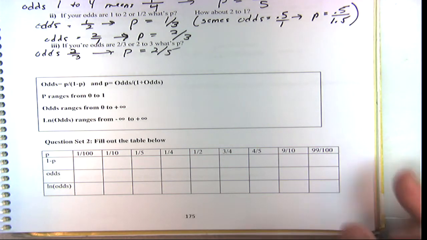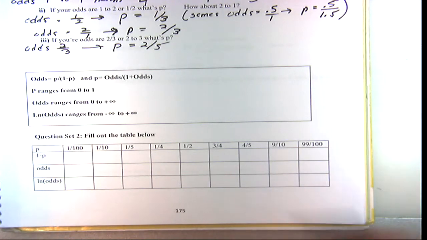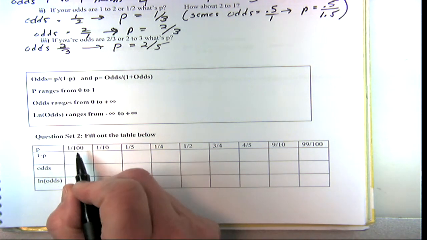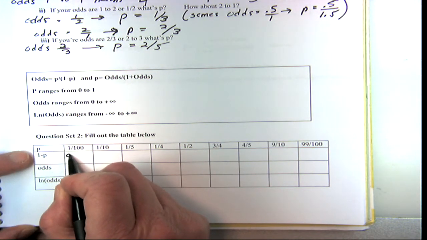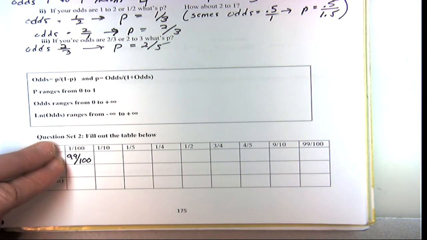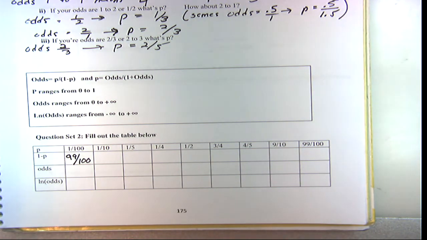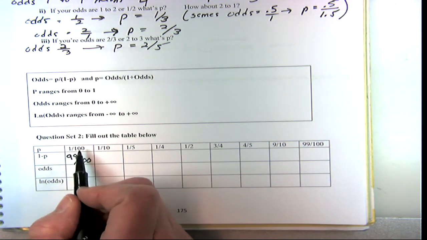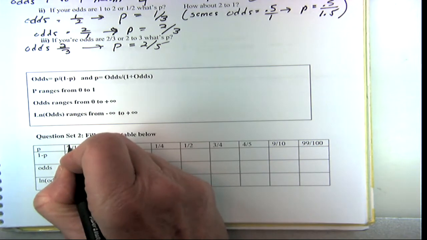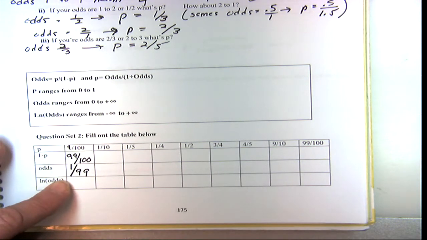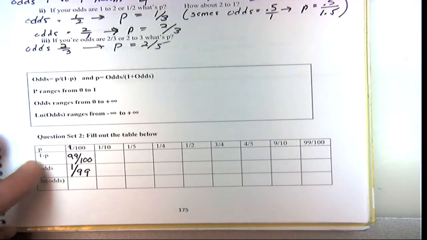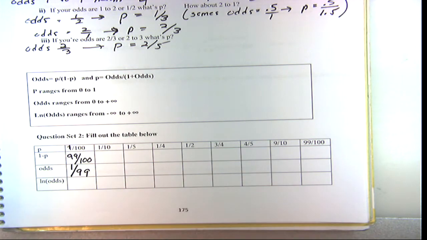We can start anywhere you want. Doesn't matter. You can just start right here. So let's say the probability was 1 out of 100. Then 1 minus the probability is what? 99 over 100. They have to add to 1. And now what's your odds? It's going to be p over 1 minus p. You can see that the hundreds will cancel out, so it's just going to be 1 over 99, right? Does that make sense to everybody? That's just p over 1 minus p. Questions so far?